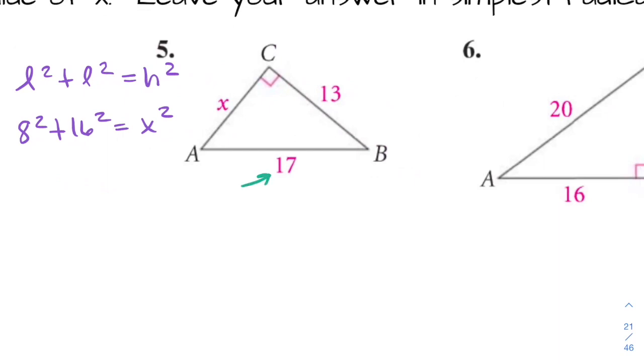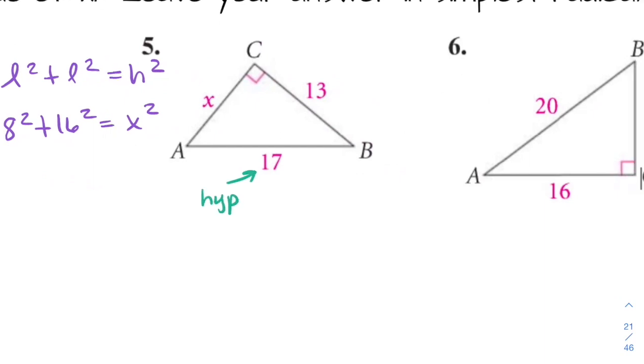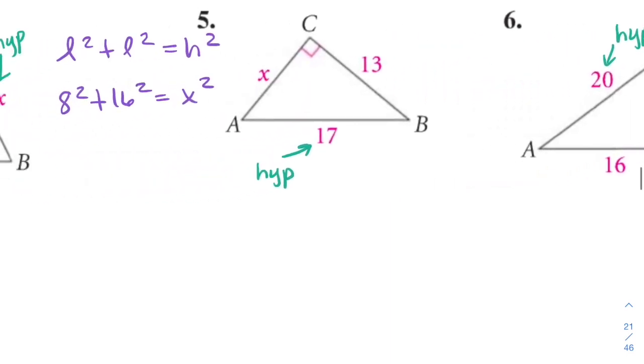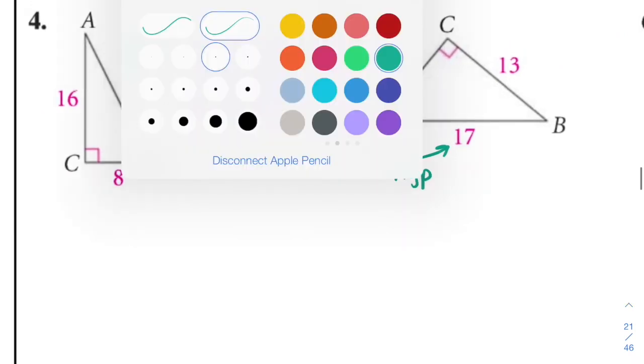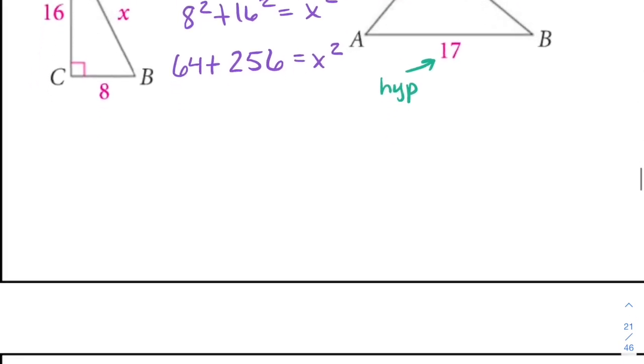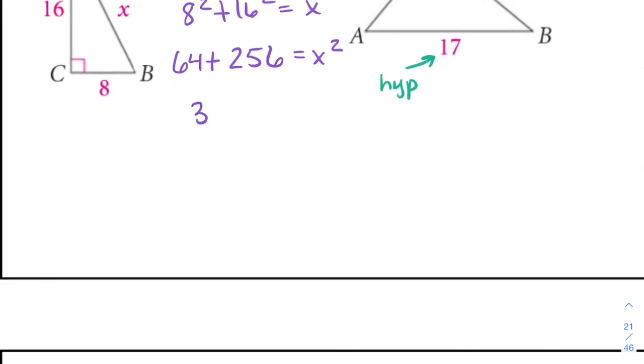For this one, I'm just going to label them all while we're here doing this. Make sure that the hypotenuses go in the correct spot. So we have 64 plus 16 squared is 256 equals x squared. So 256 and 64 combined is 320.